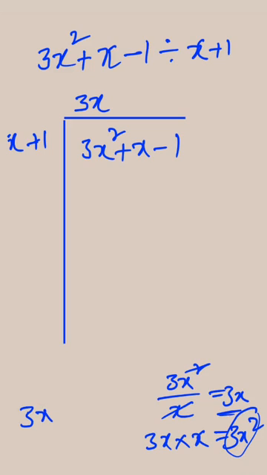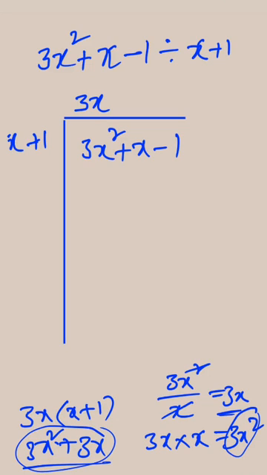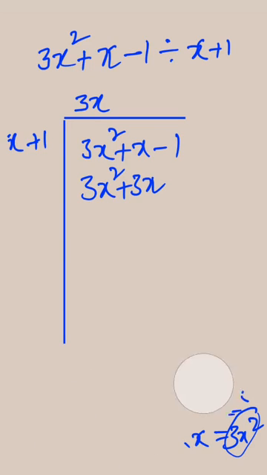Sorry, 3x into x plus 1, that is the divisor. So multiply 3x into x, 3x squared, plus 3x into 1, 3x. This whole expression we have to write here: 3x squared plus 3x. After completing all these things, now subtract it.